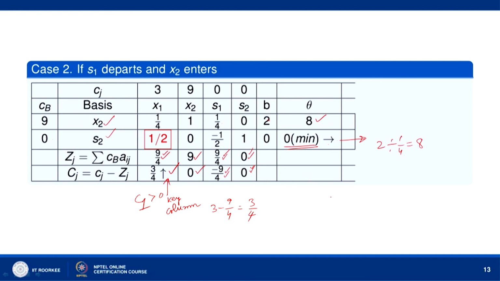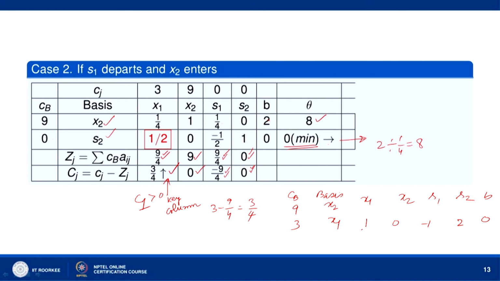So what we will get, this will become 1. This S2 will be replaced by x1. So the basis will be x2, x1, and CB will be 9 and 3. Now this row, after dividing by half, will become 1 0 minus 1 2. And since we are dividing by half, this will remain 0.